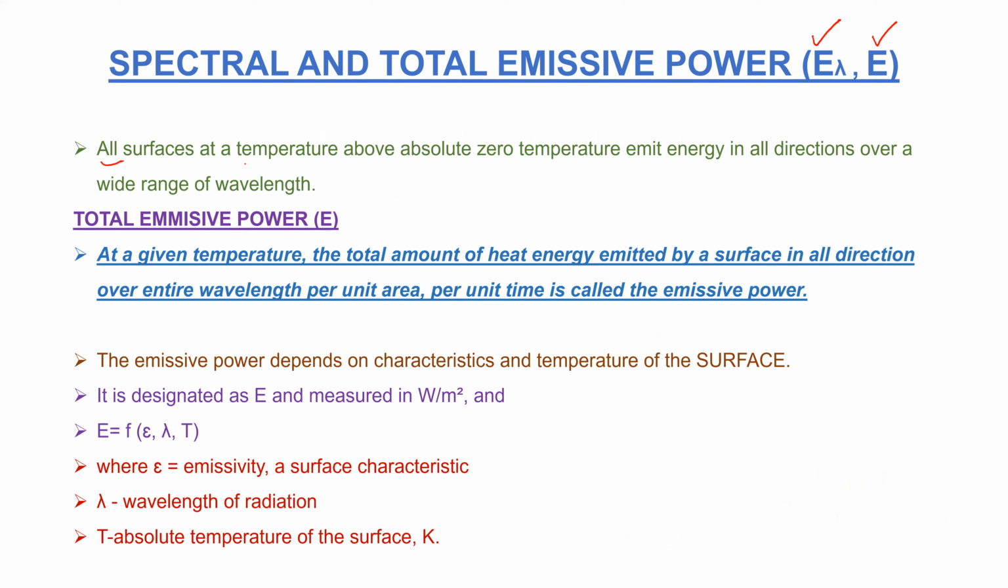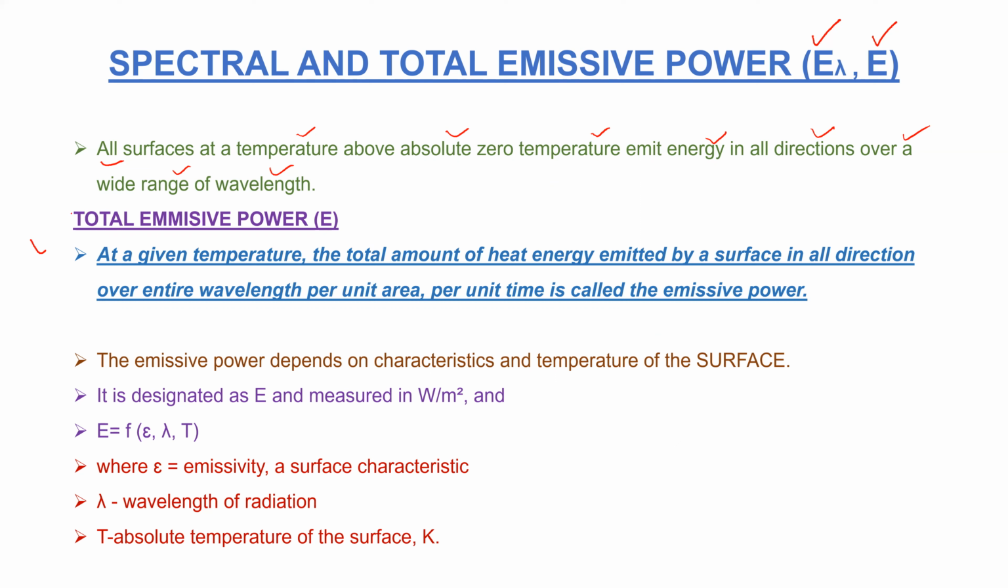All surfaces at temperatures above absolute zero emit energy in all directions over a wide range of wavelengths. So every body around you is emitting energy in all directions and over a wide range of wavelengths. It is not necessary that the wavelength will be constant. It may emit in a particular range of wavelengths, and that will depend upon the temperature as well as the characteristics of the surface.